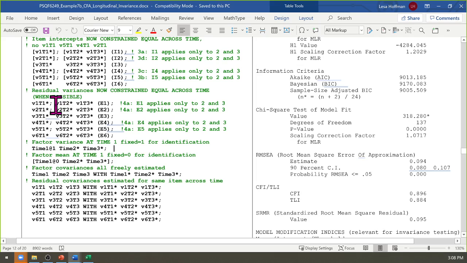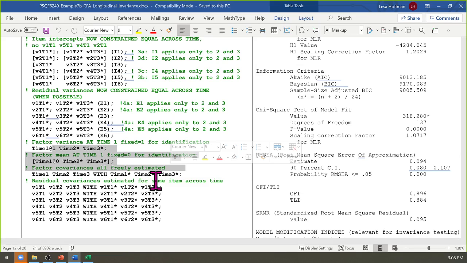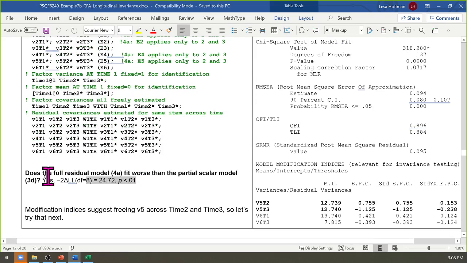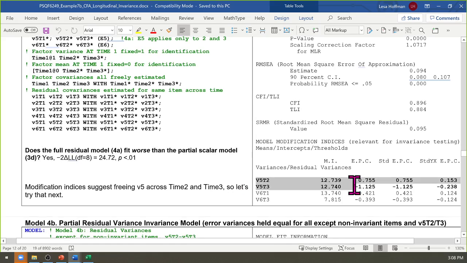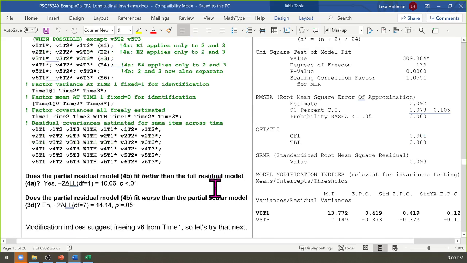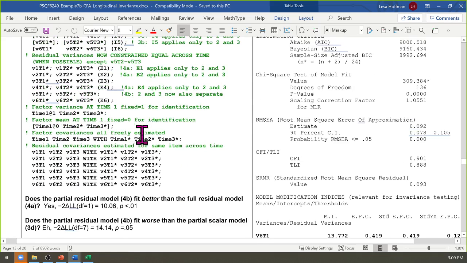So I have a system by which the things that can be constrained are, and there's nothing that has to happen at the factor level. So at this stage, when you constrain your residual variances to be the same across time, there's no changes to the factor mean or variance that correspond to that. Survey says, did it fit worse? Of course it did. So we go over to the residual variances and find that the amount of variance that's not the factor for item 5 wants to be different at time 2 and 3. Okay, fine.